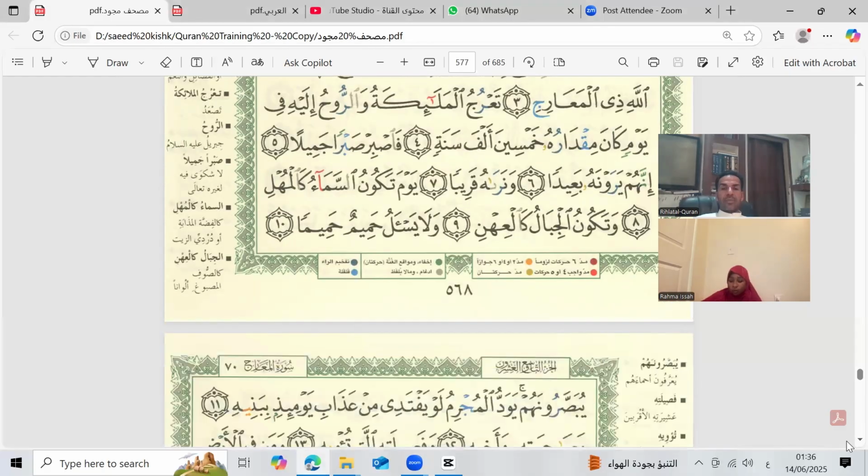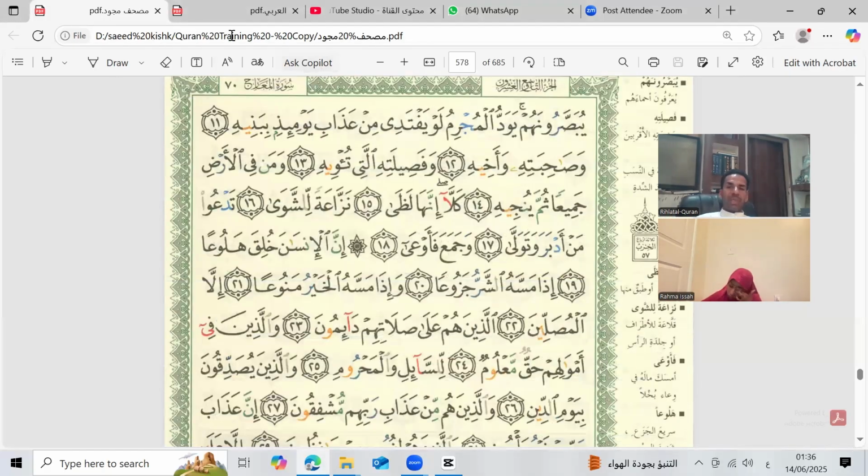Then Allah subhanahu wa ta'ala says that the mujrim, the bad person, would like to ransom himself from the hellfire, even on behalf of his children and صاحبته وأخيه, his wife and his brother, and even if he could save himself by punishing all the people of hellfire. So inshallah you will memorize from 1 up to 18 in Surah Al-Ma'arij, Rahma.